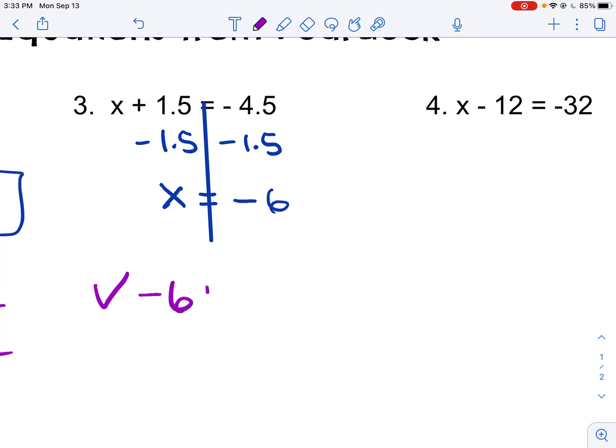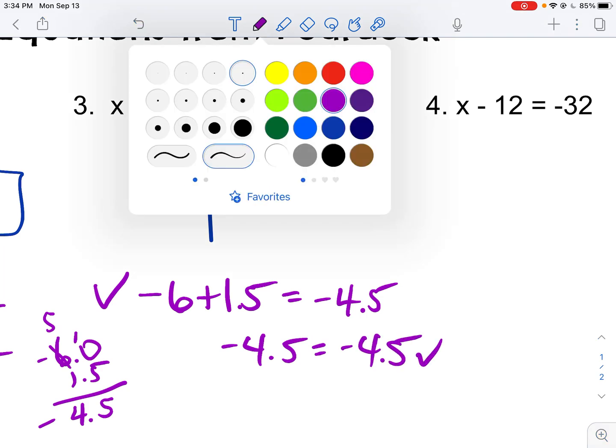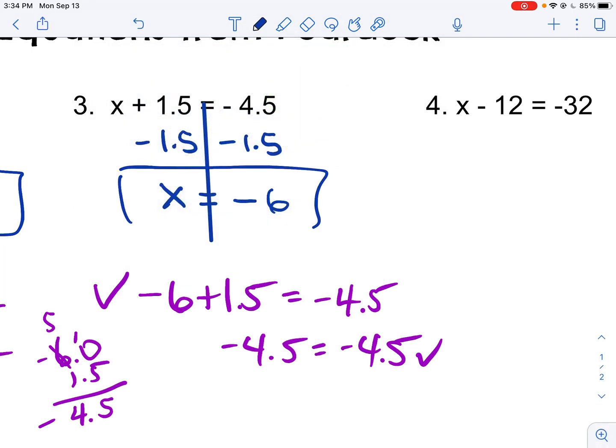So if I had negative 6 and I added 1.5 equals, okay, so let's think of it like this. If I took 6 and I subtracted 1.5, it's 5, that would be 4, that would be a negative 4.5. So yes, I did my work correctly. So that means that the answer to this is X equals negative 6.